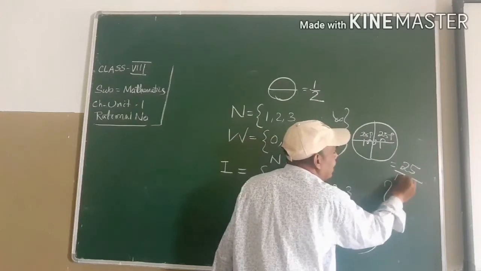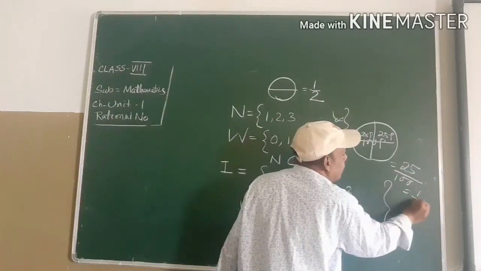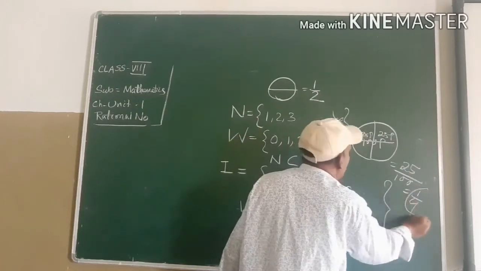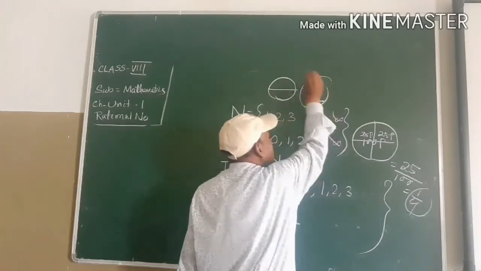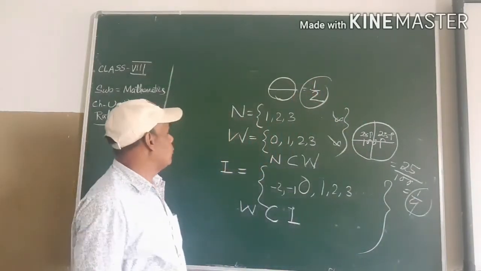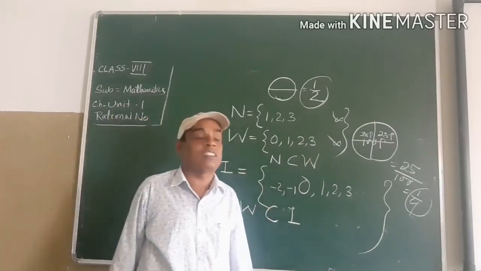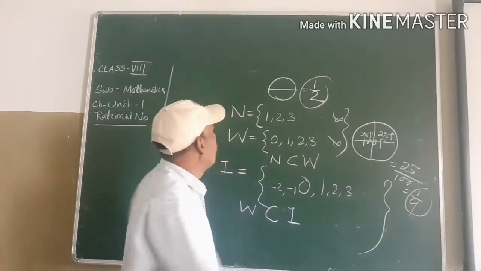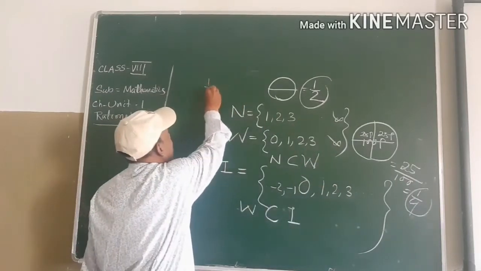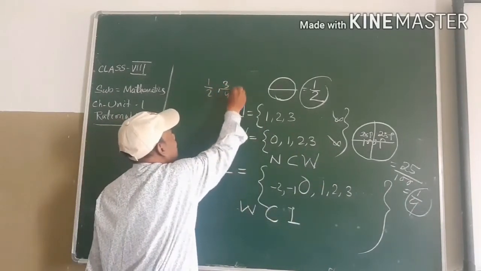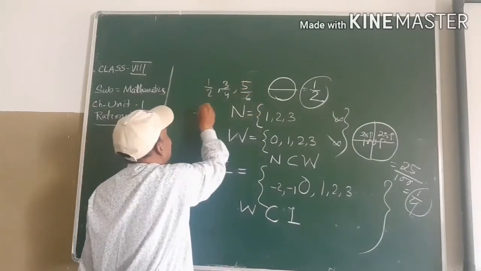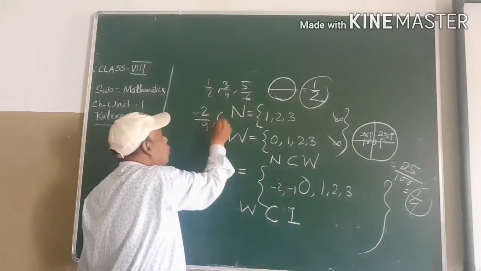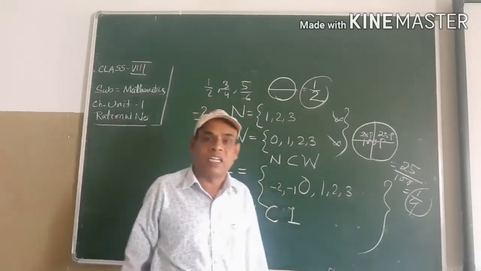25 out of 100 means you are saying 1/4. So this 1/4, this 1/2, you have to remember, these are called rational numbers. So fractions are called rational numbers. It means 1/2, 3/4, 5/6, -2/9, 0. All are called rational numbers.